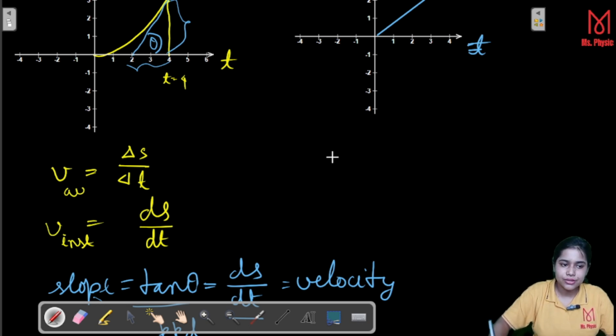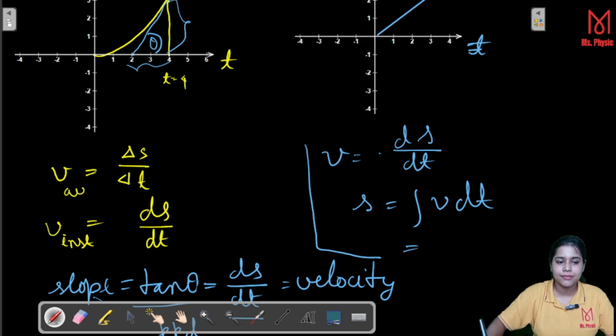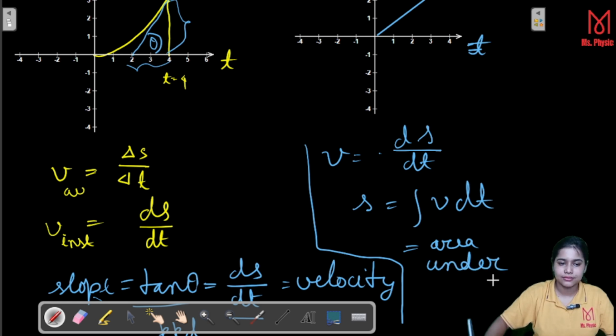As we know, v is equal to ds by dt. Therefore s will be equal to integration of v dt. Now here you always remember that v dt means area. Area under the curve. You always remember here. Area under the curve.